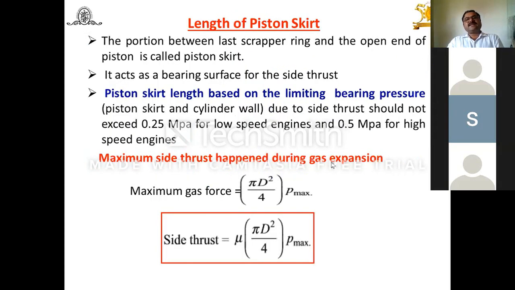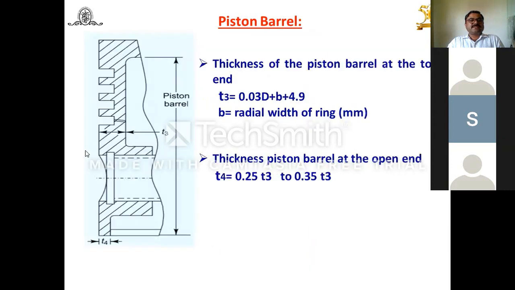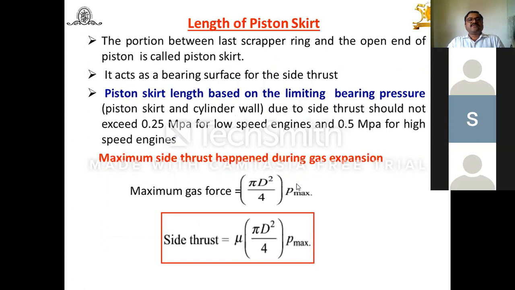Let us decide the length of the piston skirt. How to decide the length of the piston skirt? The piston skirt means from the last piston ring up to this open end, which is the length of the piston skirt. To decide it, you will find the last scraper ring and the open end. It acts as a bearing surface for the side thrust, already mentioned and already told.